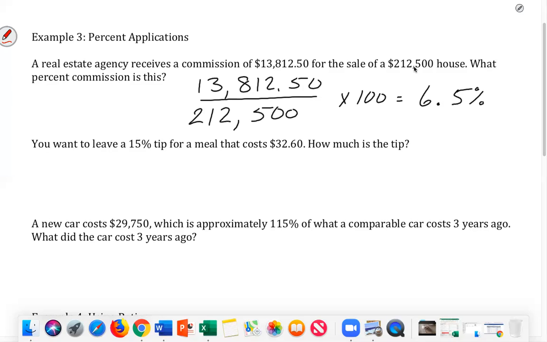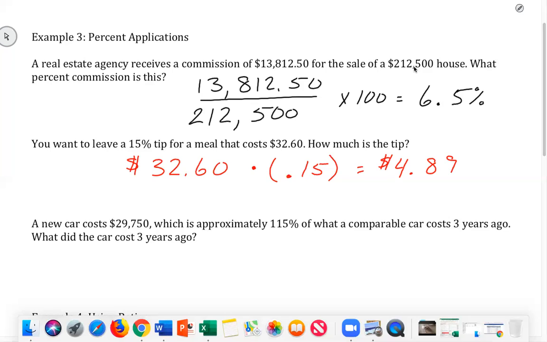So if you write out an equation of 32.60 and I want to find 15% of that, I'm simply going to do 32.60, and of means multiplication, so I'm going to do of, and then I'm going to have 15%, and I write a percent as 0.15. So 15% of 32.60. If I do 32.60 times 0.15, I get $4.89. Now, how did I know 15% was 0.15? Well, 15 divided by 100 is 0.15.